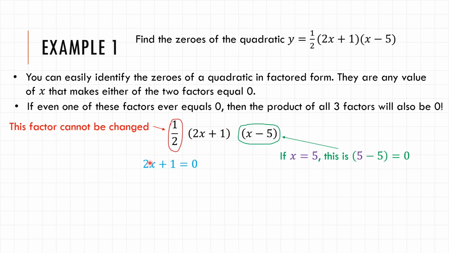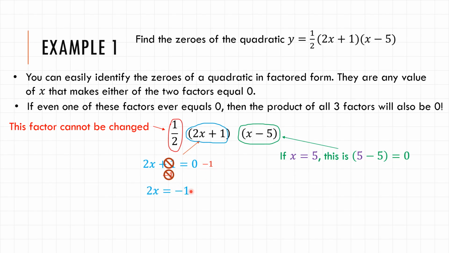Instead, what I can do is I can make it equal 0 on the side, and I can just solve for x because this is now a linear equation. This is a linear factor. So I could say, okay, I'm going to take the 1 and I'm going to remove it by subtracting 1 from both sides. And then 2x will equal -1.